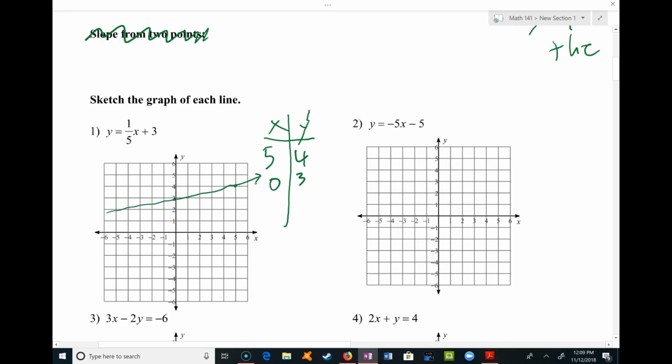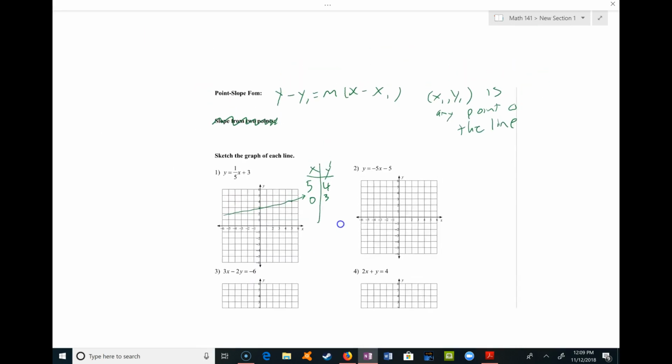Why do I only need 2 dots? Because I recognize this is a linear equation. So all I need to do is find 2 dots. Now, there's another way to do this if you understand slope-intercept form.